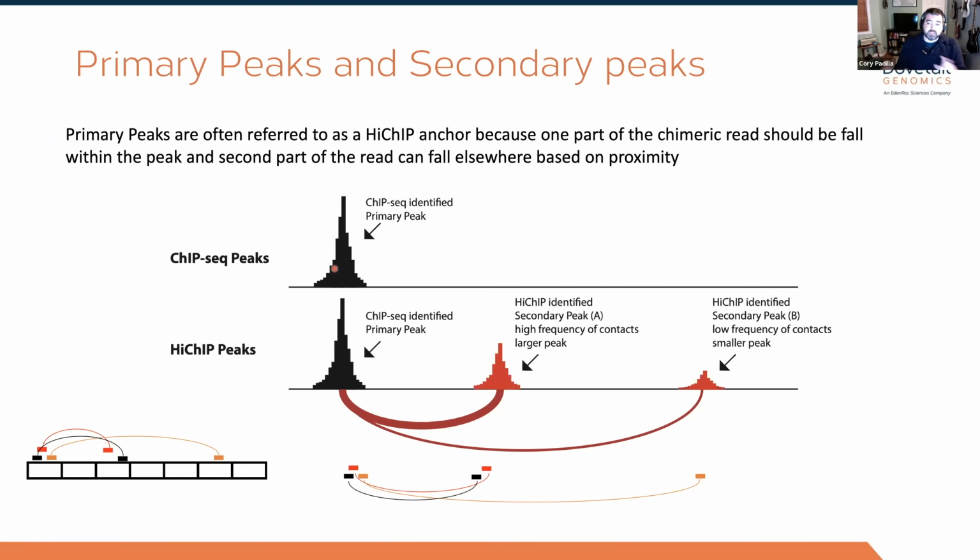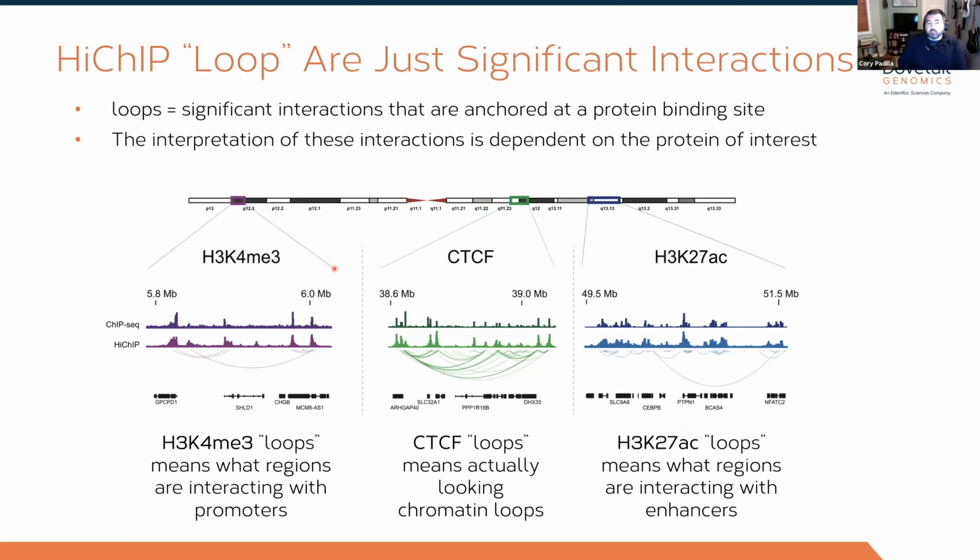Okay, so we're going to use this primary peak, secondary peak, and these arcs, these interactomes, to call significant interactions. Now, these are more commonly referred to as loops. And when you're thinking about HiC data, you're thinking CTCF-mediated loops or enhancer-promoter loops or promoter loops. That's not necessarily the case here with HiChIP data. Loops are just significant interactions that are anchored at a protein binding site. And the interpretation of these interactions is very much dependent on the protein of interest.